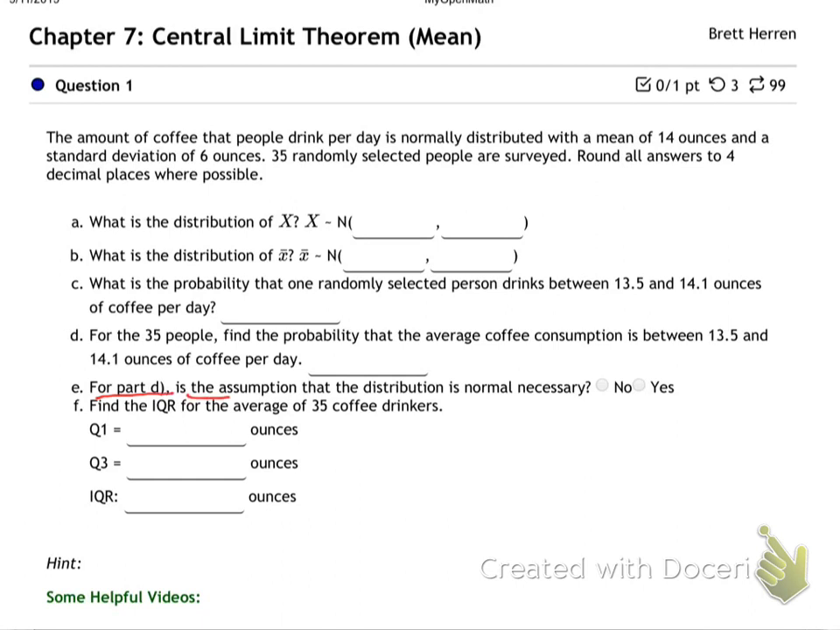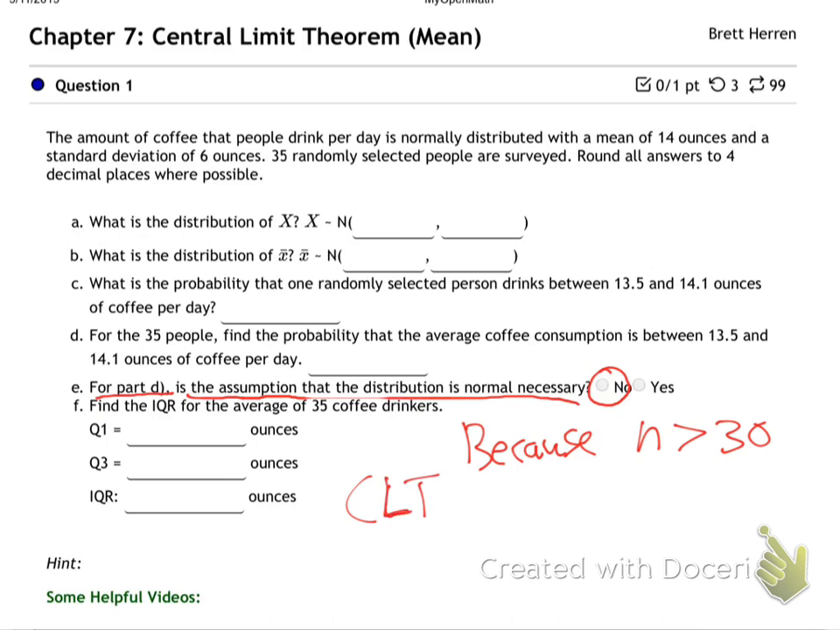For part D, is the assumption that the distribution is normal necessary? The answer is no, because n is greater than 30. Basically, here's what the central limit theorem says. The CLT, the central limit theorem, basically says when you grab group averages, it's going to make it a bell curve and tend towards the center. It says when n is greater than 30, it automatically makes a bell.